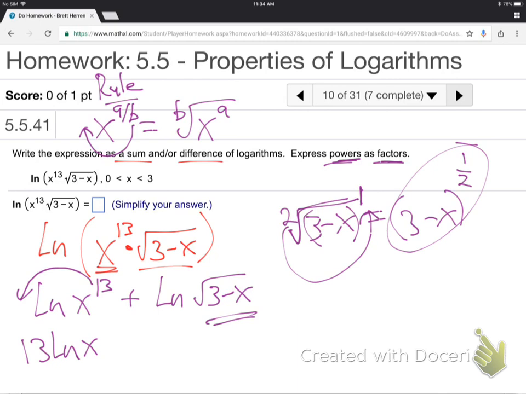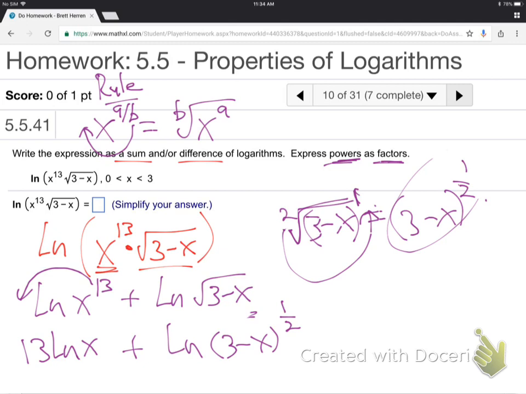If they gave me other numbers, if they said, hey, this is a 7, and this guy here is a 4, then that would be 4 7s, wouldn't it? You with me? But they didn't. They gave me 2 invisible numbers. This is an understood 2, that's an understood 1, so it's a half power. So that means this is 3 minus x to the half power.